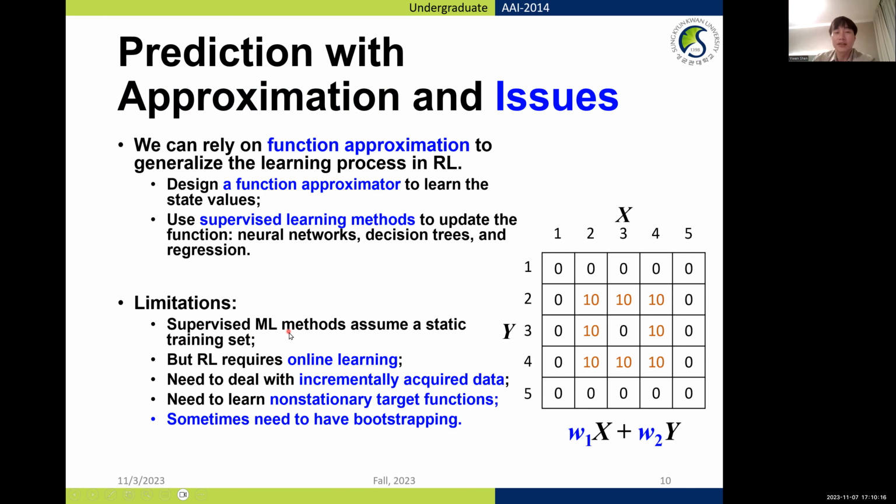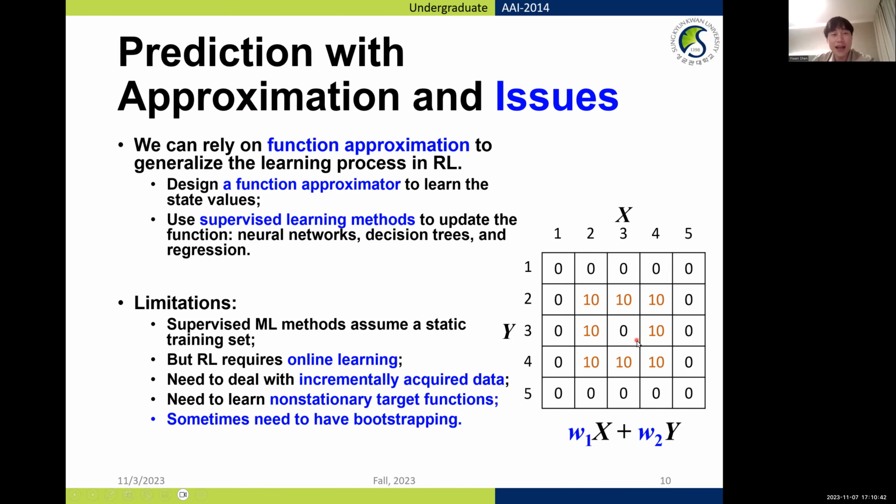So for supervised machine learning, in our case we need to deal with incrementally acquired data. In supervised machine learning methods, they just assume that all the data is already available. We can just directly use the data to do the training. Then we also need to learn non-stationary target functions. Sometimes we also need to have bootstrapping.